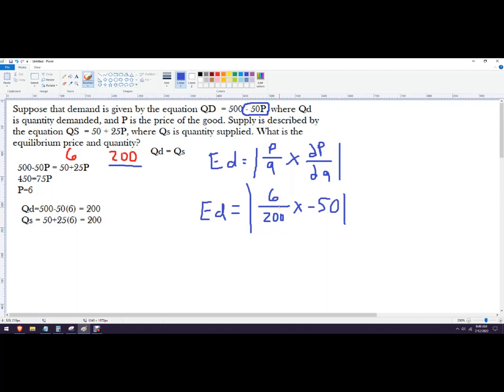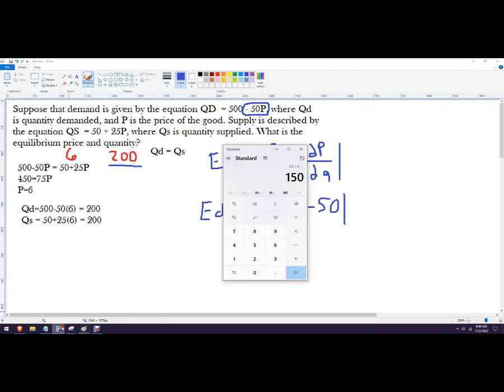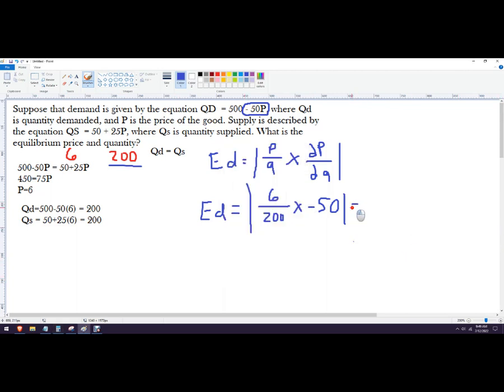So this would just be 6 over 200, real easy, as long as you punch in the right numbers. So 0.03 times 50, and you get 1.5. Or really, it's negative 1.5. Slightly elastic. In absolute terms, you just say the elasticity is 1.5, or the absolute of negative 1.5, and that's how to calculate all of that.